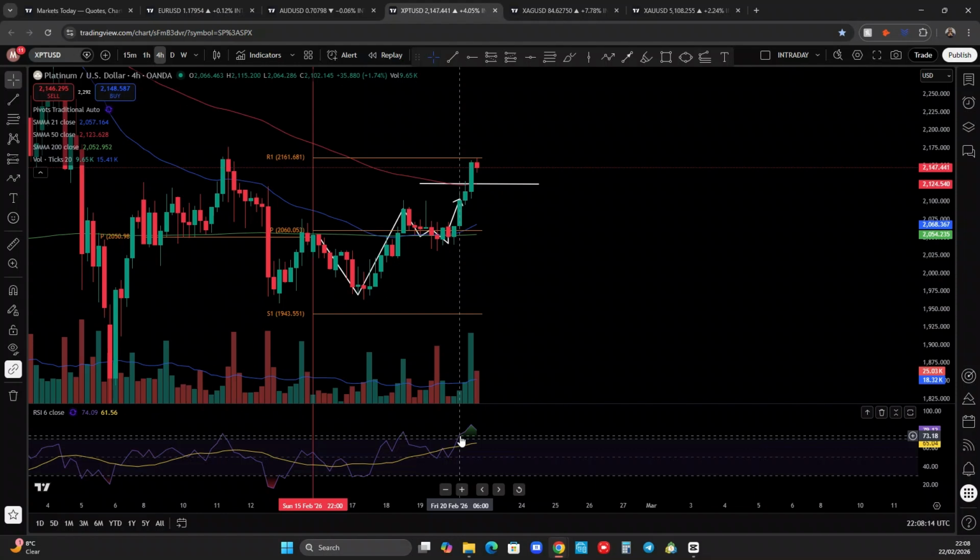Volume is a strong no. Support and resistance levels is a strong no. Right? It's a strong no. And moving averages is a strong no.